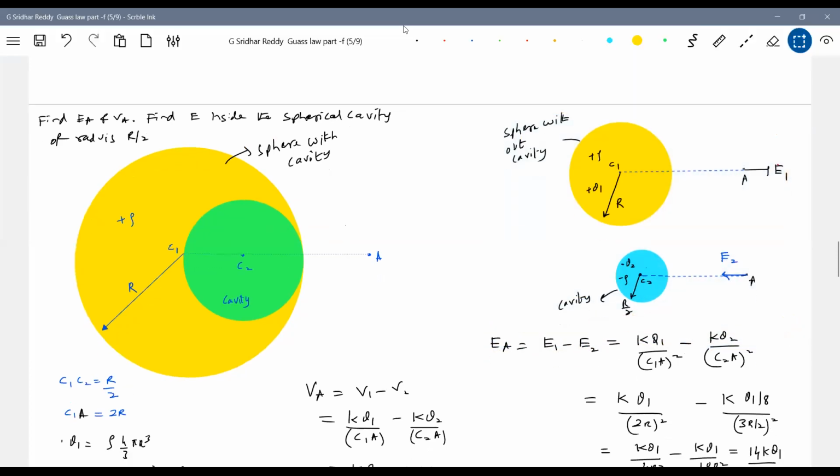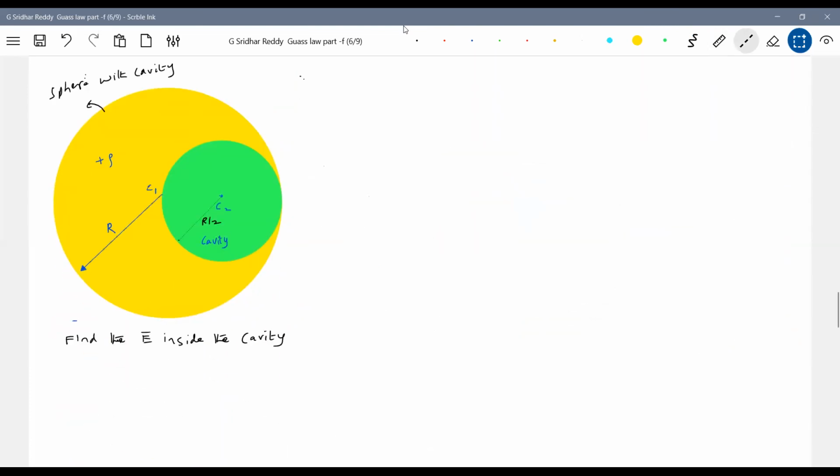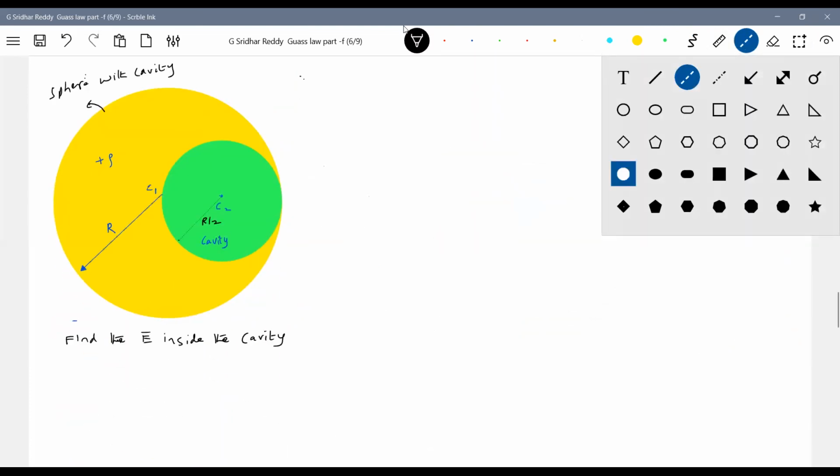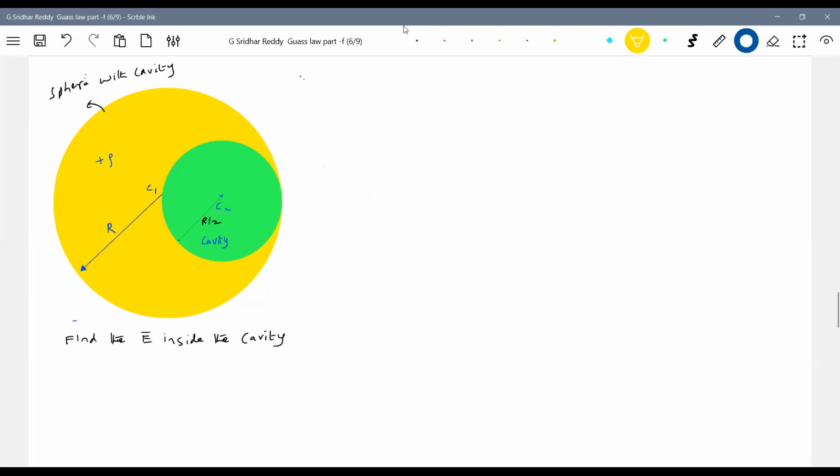I'll draw a fresh diagram. Let's get into the discussion. So here, this is the sphere without cavity. Next, we'll go for again a cavity.